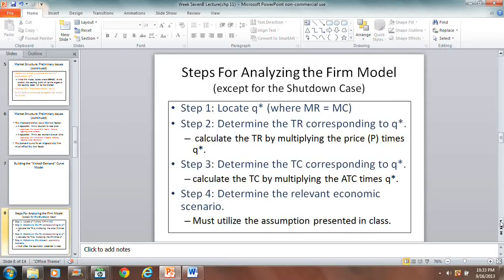And so in step 3, we can calculate the total cost by going to Q star and going vertically from Q star up until we hit the average total cost curve directly above Q star. That point on the average total cost curve directly above Q star will be the specific average total cost associated with producing that quantity of Q star. So you take Q star times that relevant average total cost, and that will give you total cost. And then as before, we determine the economic scenarios after we calculate the accounting profit or accounting loss in steps 1, 2, and 3.